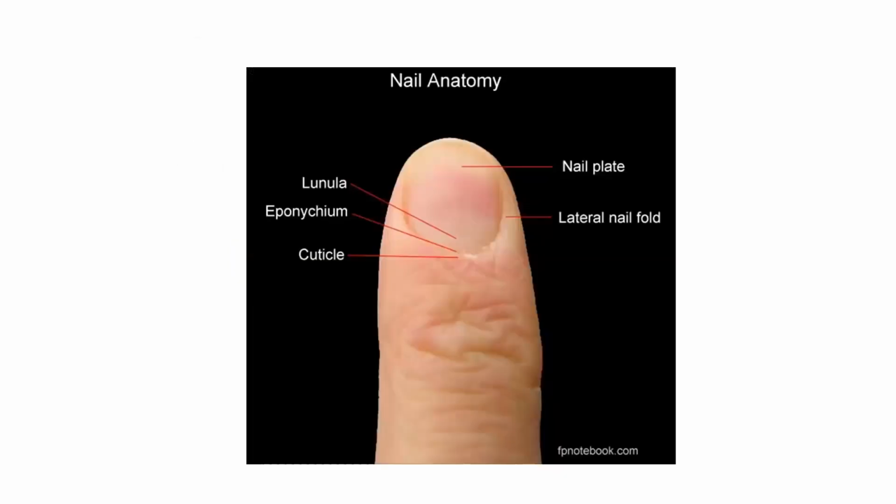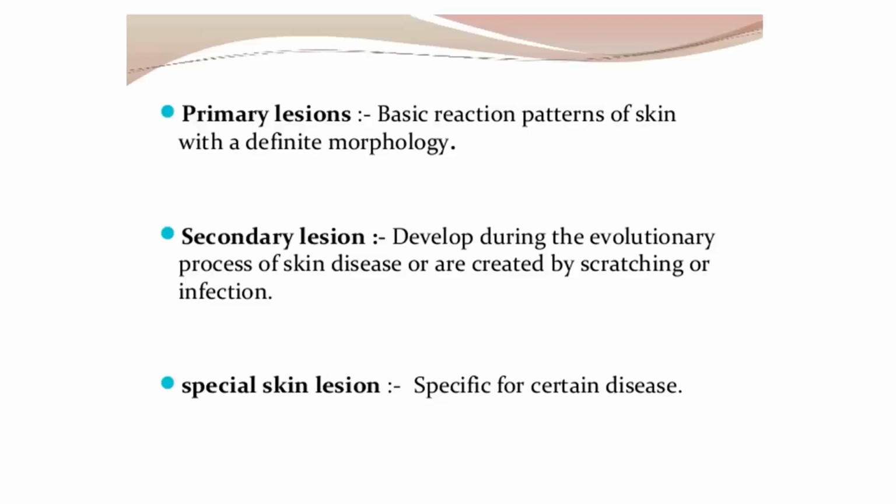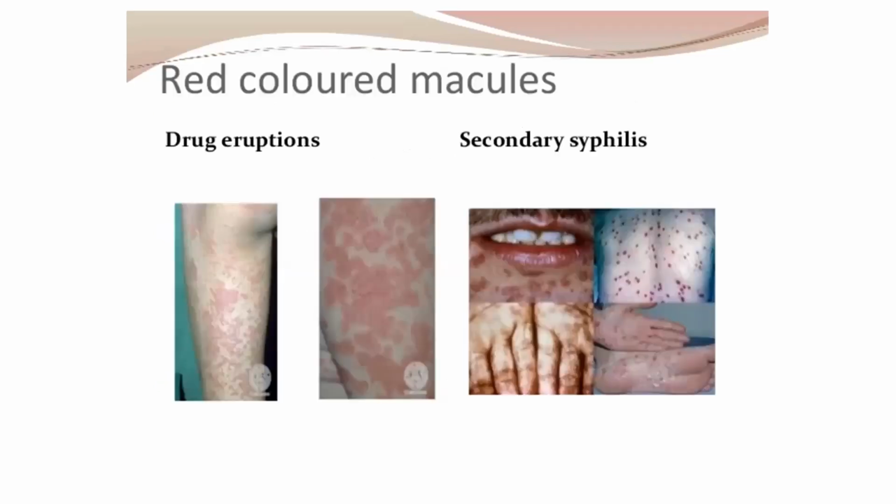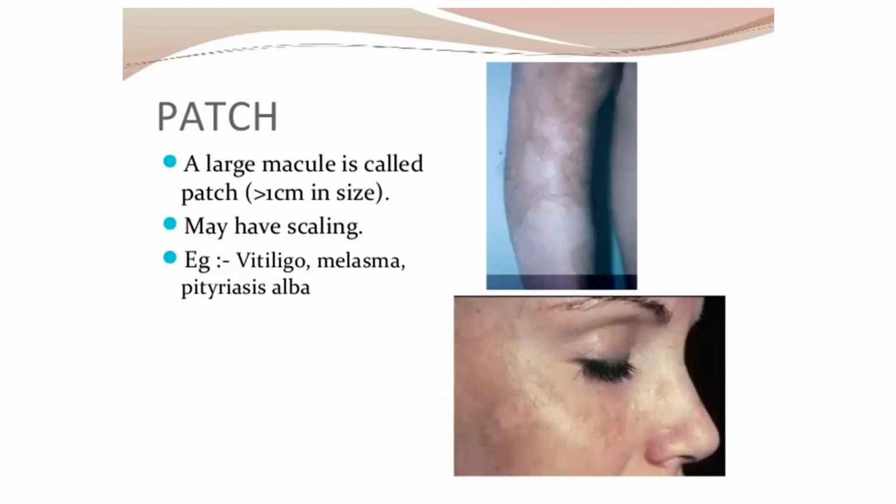Then the nail anatomy. You know the nail plate or the nail body, the lateral nail folds. The proximal nail fold is extended onto the nail plate in the form of eponychium or cuticle. Primary, secondary, and special lesions are divided according to arising de novo, as a continuation of the primary, and specific for a particular disease. The common macules: drug eruption, secondary syphilis.